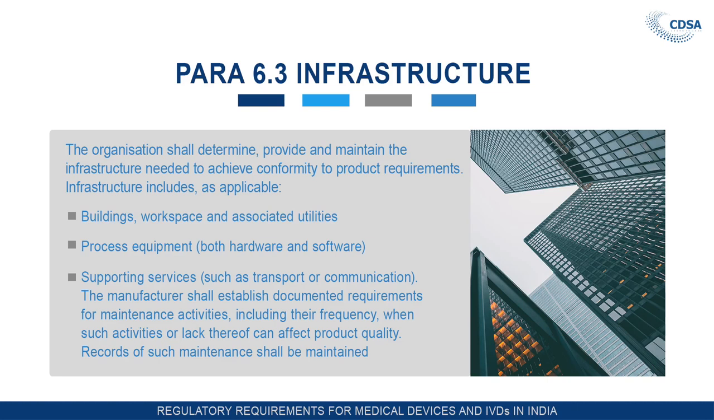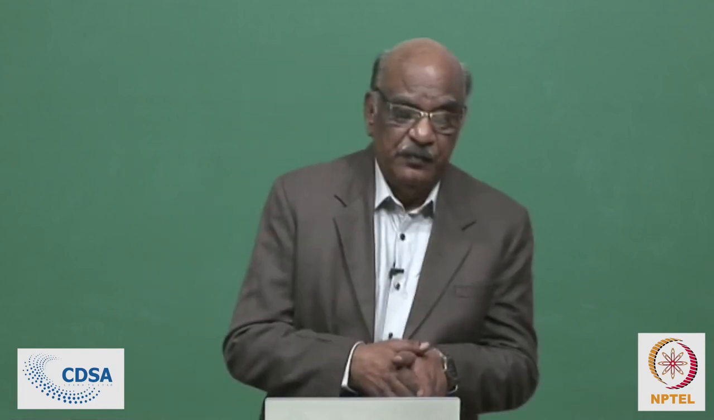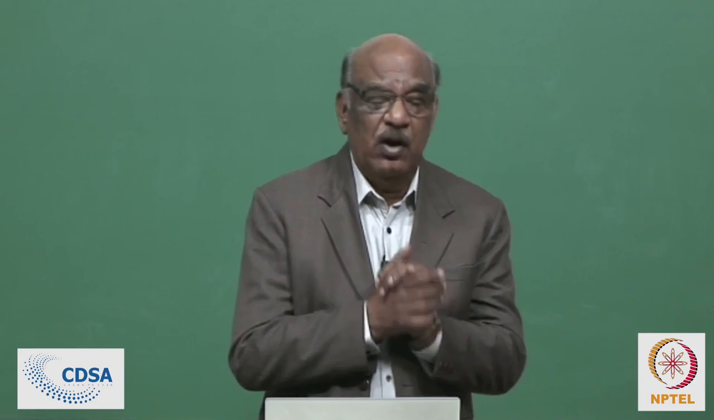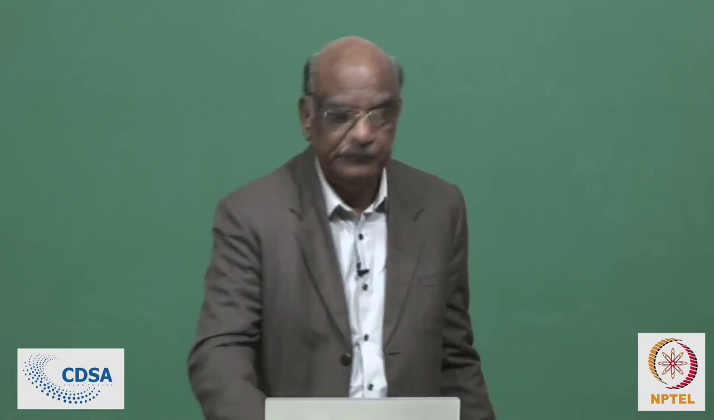Now, this is very easy to understand. When they say that infrastructure means building, workspace, associated utilities, it does not simply mean that you should have a building and workplace. Building and workplace are again controlled by different paragraphs. What kind of building you require, what is the infrastructure you require, the workspace, process equipment, those are covered elsewhere. But this actually tells you that all these have to be controlled under the infrastructure, 6.3.